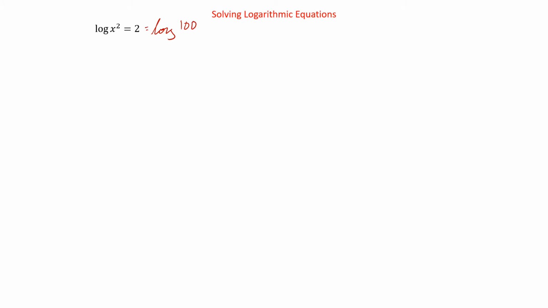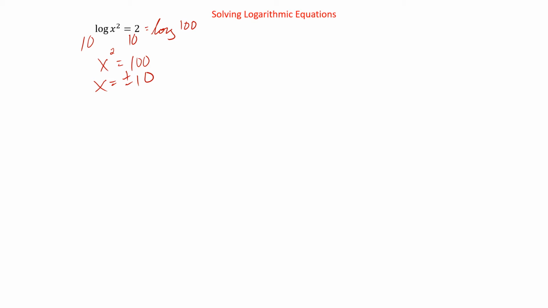That's a way to do it, but that's not going to be as useful because if it didn't equal 2, if it equaled 2.1, we're not going to be able to figure that out easily. The other way of doing this is to use an exponent. So we have log base 10. So we're going to take both sides to the 10th power to get x squared equals 100. Then we can square root both sides to get x equals plus or minus 10.